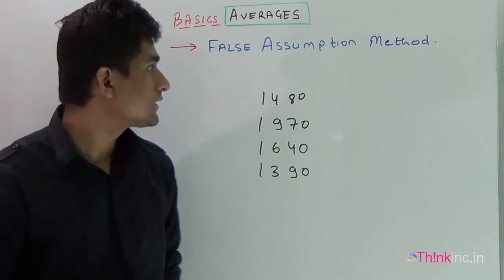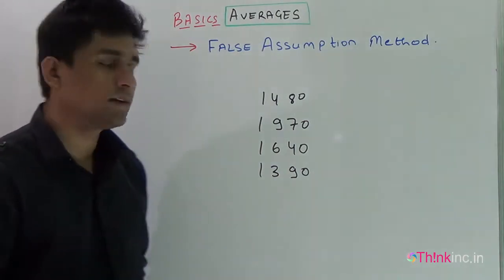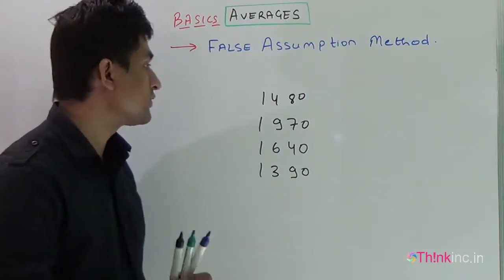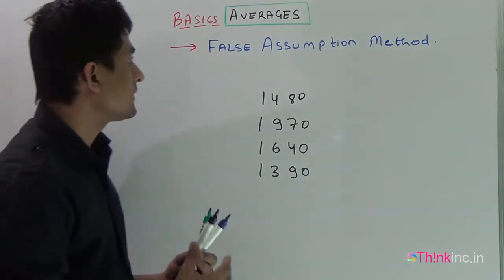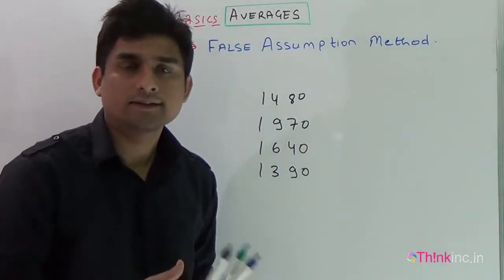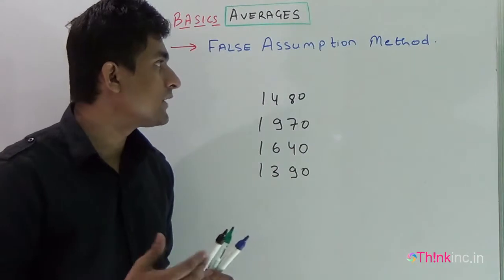Let's see another basic topic, that is the false assumption method. The false assumption method is not so important, so you can skip this section also. This method is used for calculating averages of higher numbers. It is basically used in the data interpretation section.